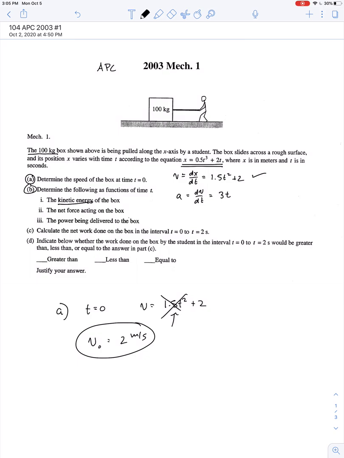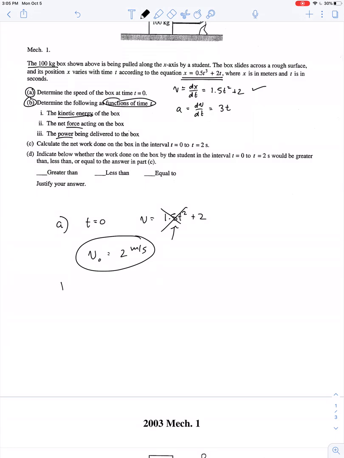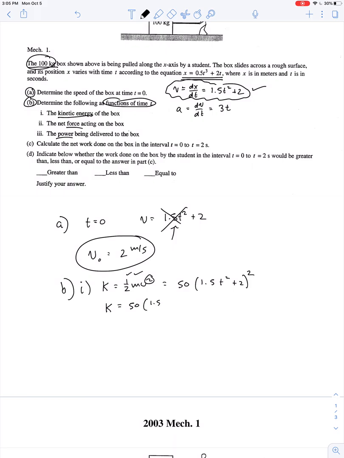Part B is threefold. We have to find kinetic energy, force, and power, all as functions of time. So first things first, let's find kinetic energy as a function of time. When I think of kinetic energy, I think of the equation 1/2 mv squared. And the mass is 100 kilograms, so 1/2 of 100 is going to give us 50. And then v squared, well, we have an expression for v, 1.5t squared plus 2, and velocity has to be squared. So there we have it. Kinetic energy as a function of time is 50 times the quantity 1.5t squared plus 2, squared, and we can leave it at that.